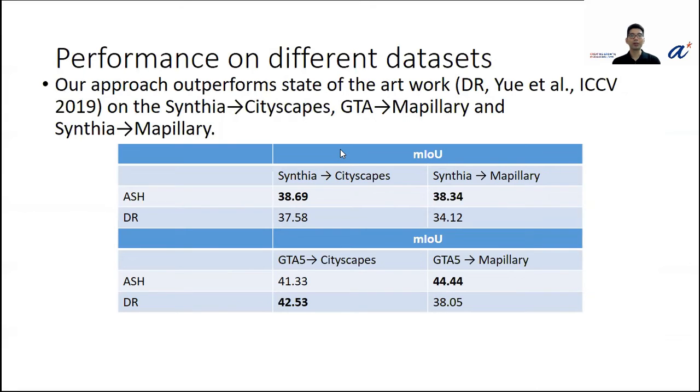We also compared our model with state-of-the-art approaches, the domain randomization approach by EAL, published in ICCV 2019. Our method demonstrates superior performance on the Mapillary dataset and comparable performance on the GTA to Cityscapes dataset.